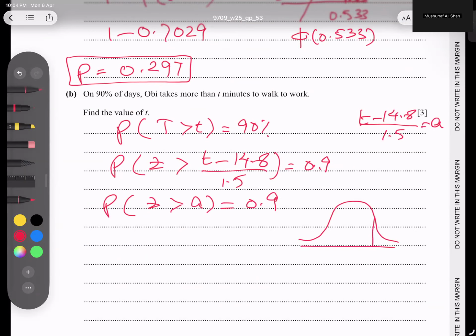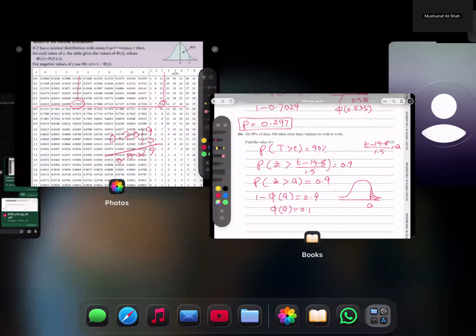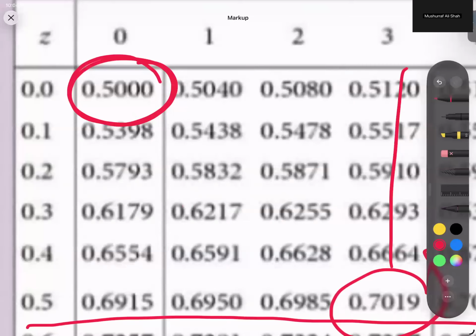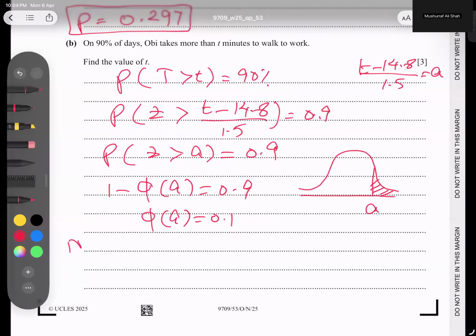Now the interesting part comes. If I take a positive value here, then 1 minus phi of A is equal to 0.9. So phi of A is giving us 0.1, and a value less than 0.5 is not acceptable. You may ask the reason behind it: check the table. The lowest value in the table is 0.5. So I will write here: not possible.